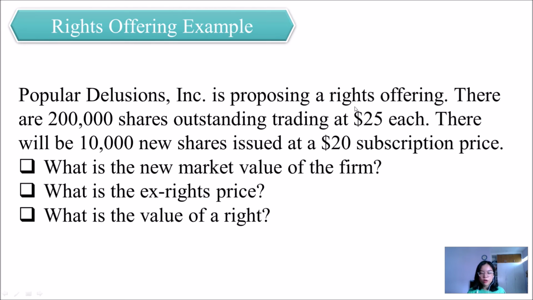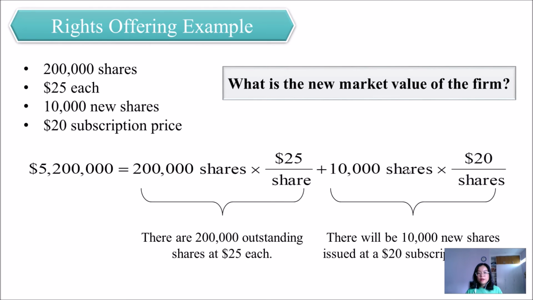So first we will solve the questions. What is the new market value of the firm? Basically, the new market value of the firm is equal to the total price of the shares in the firm. Therefore, we take the 200,000 shares multiplied by $25, the price of each share, plus 10,000 shares multiplied by $20, the price of each new share. So we have the total, and the result is $5,200,000. This is the new market value of the firm.